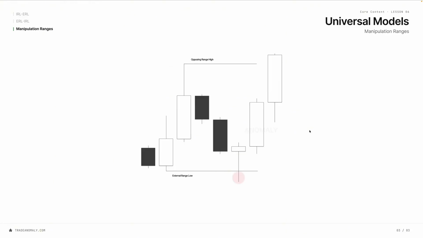Really simple. Now, lastly, let's go over manipulation ranges. This is essentially when price goes from a swing low, manipulates it, and expands into the opposing side of the range, or a swing high.